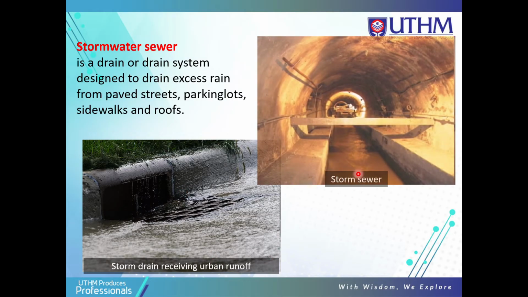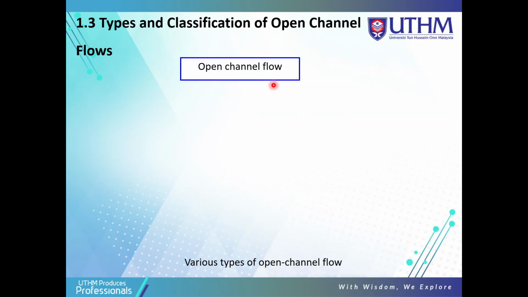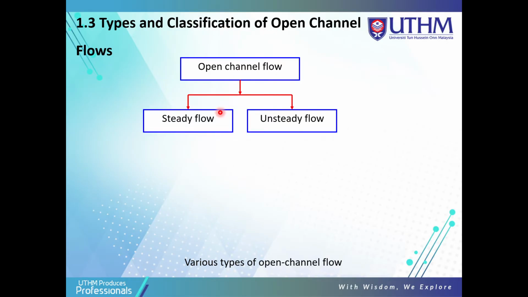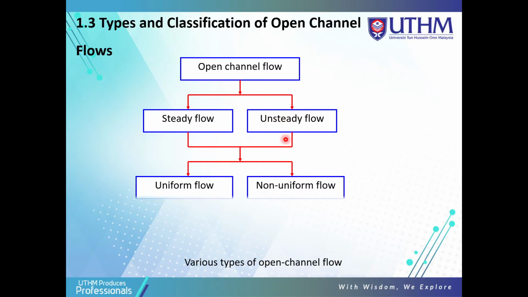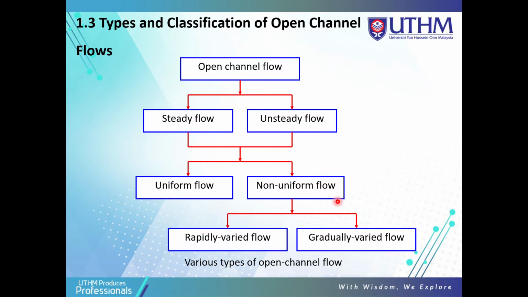Okay, so the types and classification of open channel flow we can divide into steady flow and unsteady flow. Steady flow we can also divide into uniform flow and non-uniform flow. Non-uniform flow is rapidly varied flow and gradually varied flow. The uniform flow you will learn in chapter 1 and chapter 2. Chapter 3 until chapter 6 are based on non-uniform flow.